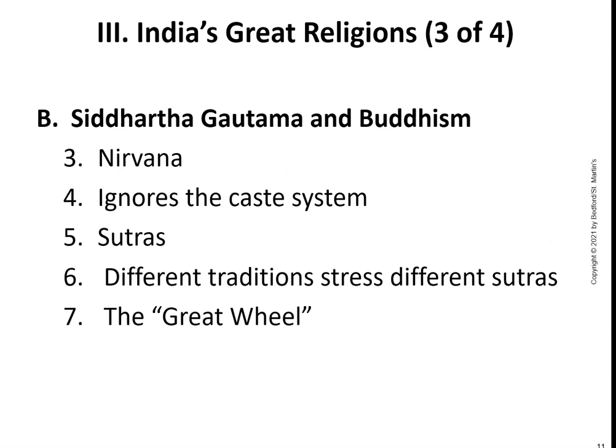Those who achieve the liberation of the Eightfold Path will achieve the state of nirvana, a state of blissful nothingness and freedom from reincarnation. Buddhism differed from Brahmanism and Hinduism because it ignored the caste system. Buddhists followed scriptures called sutras. They were written teachings of the Buddha. Buddhists developed different traditions that stressed different sutras. Mahayana was one of the different traditions, identified as the Great Wheel, and this form was more inclusive.